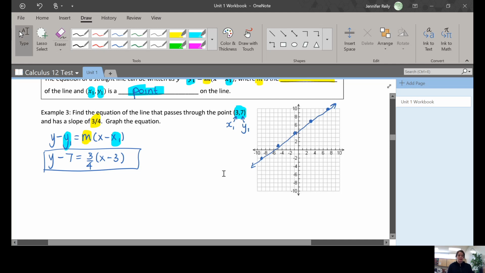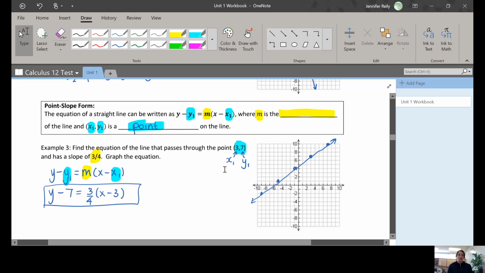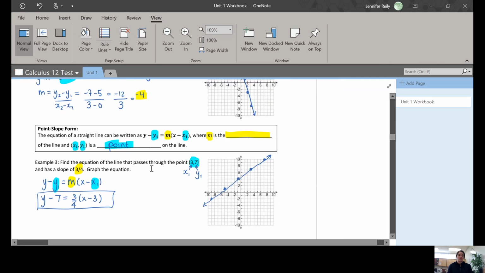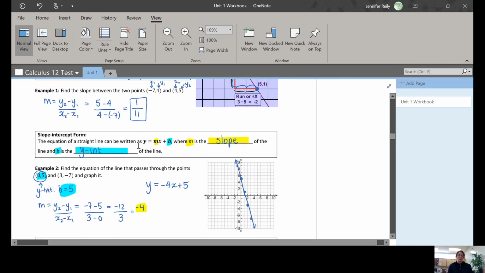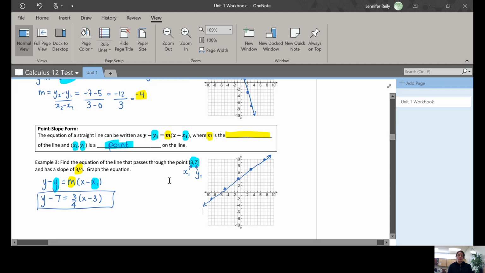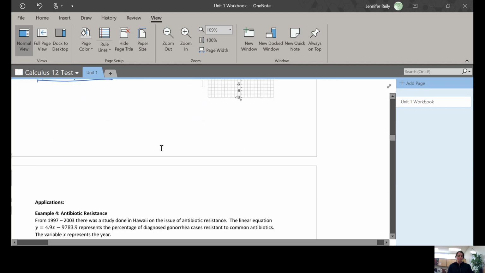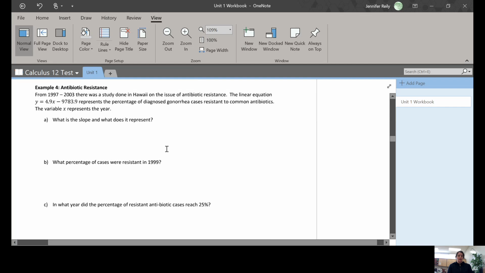And there's your graph. Okay, so those are the two types of equations we're going to be seeing, slope-intercept and point-slope. We're going to do two application questions now. So the first is about antibiotic resistance.